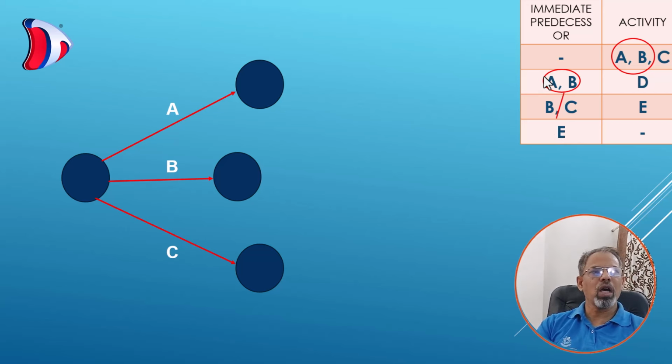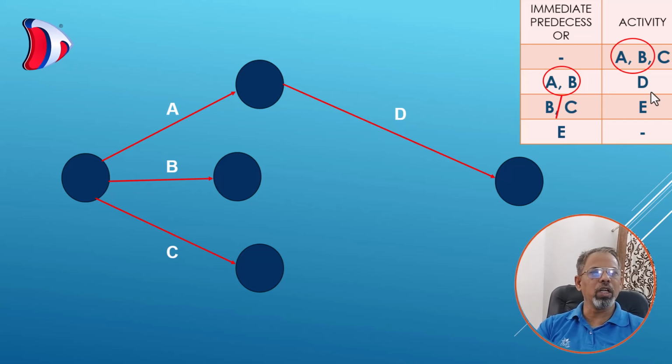So as our table suggests, from no immediate predecessor, A, B and C are originating. So once activities A, B and C have originated, now next is the time for origin of D. Now how does this D originate?